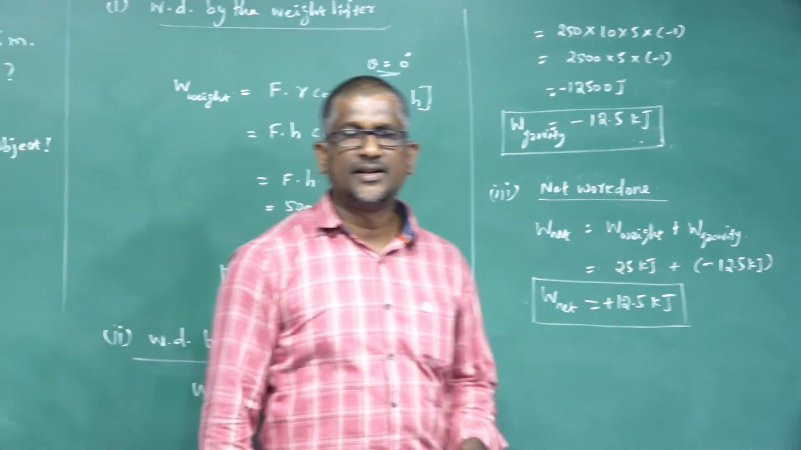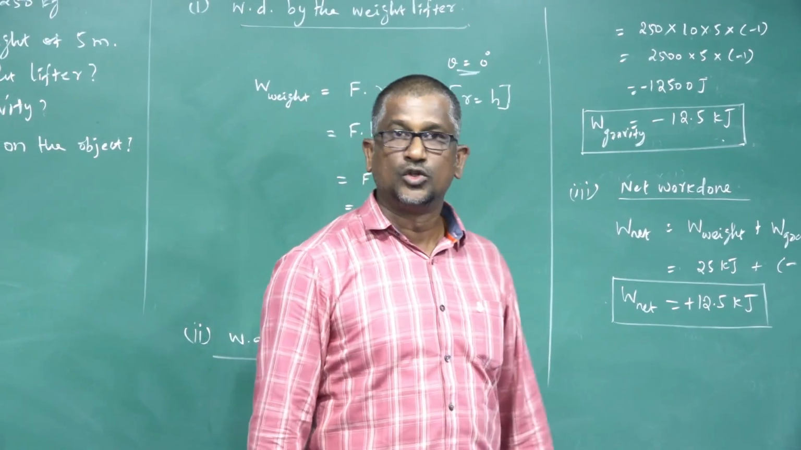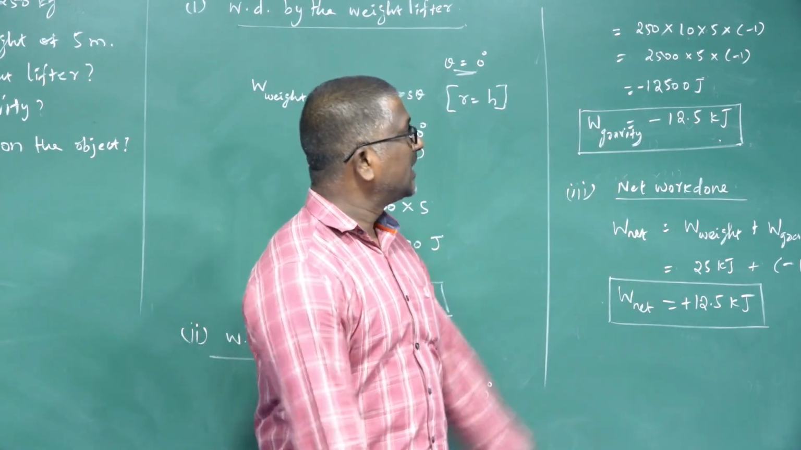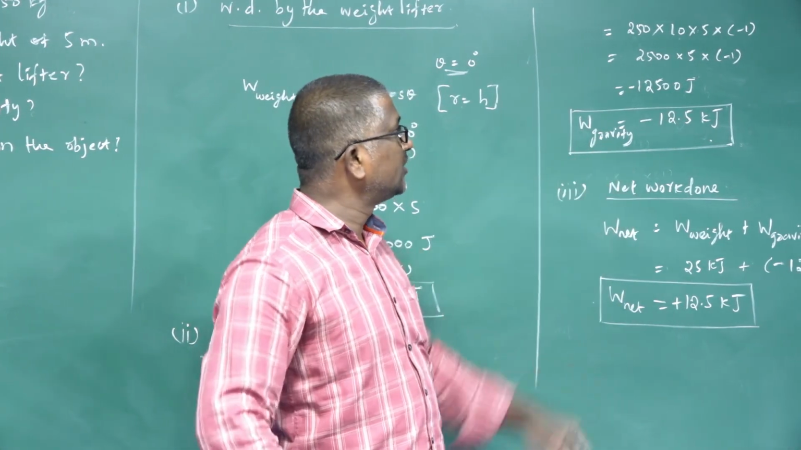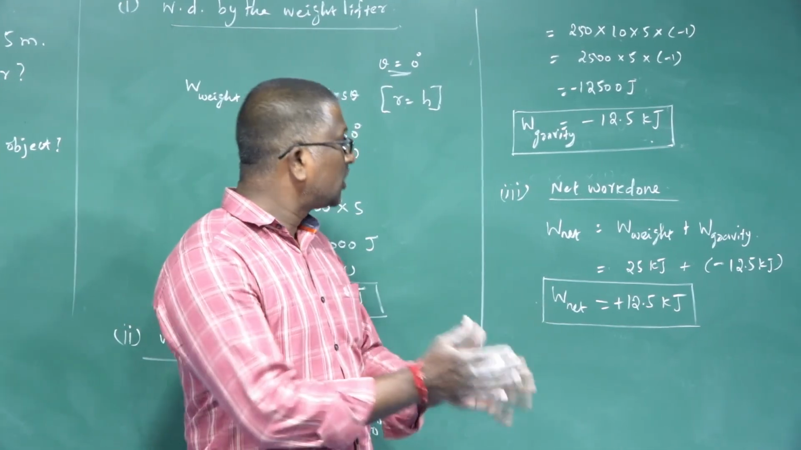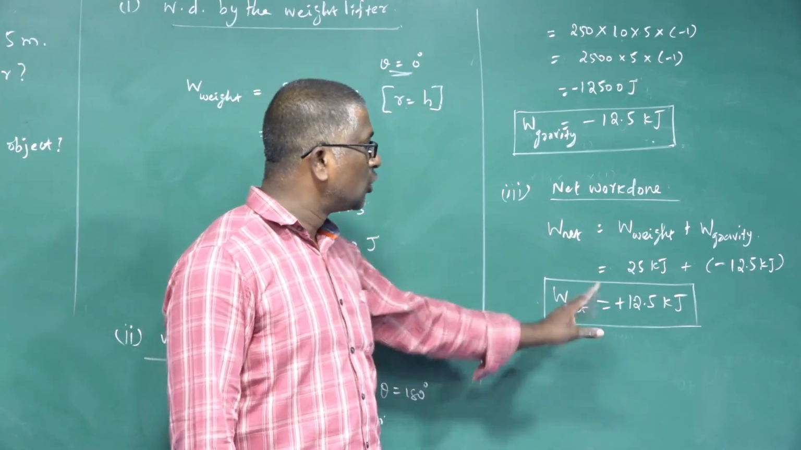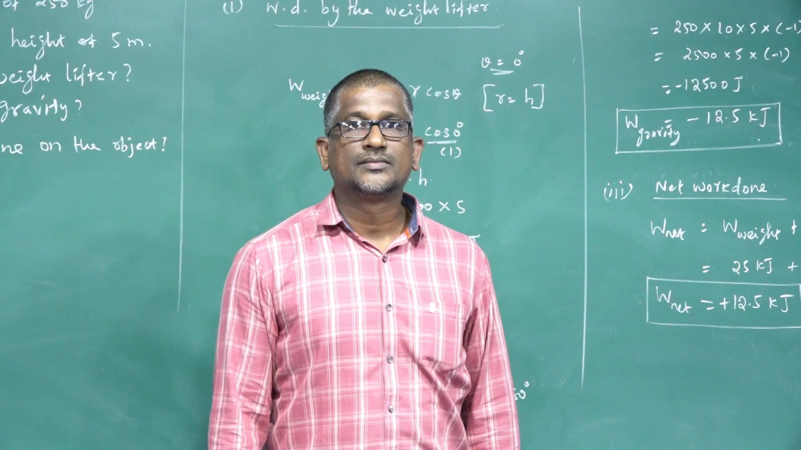So work done by the weightlifter is plus 25 kilojoule, that is, positive. Next, work done by the gravity is negative, that value is 12.5 kilojoule. So total work done on the object by the gravity and weightlifter is 12.5 kilojoule.